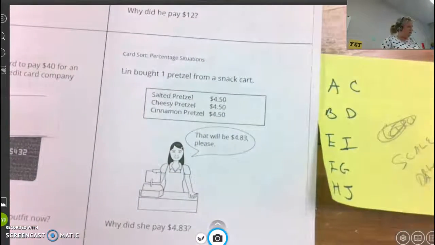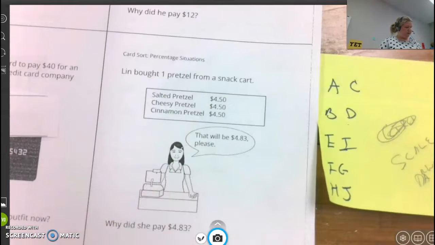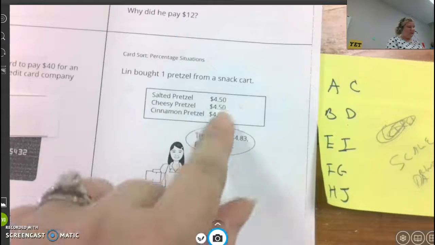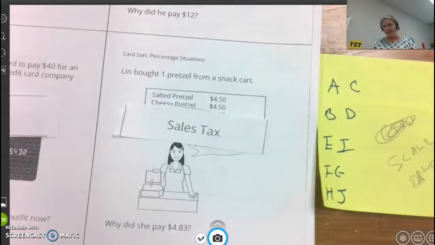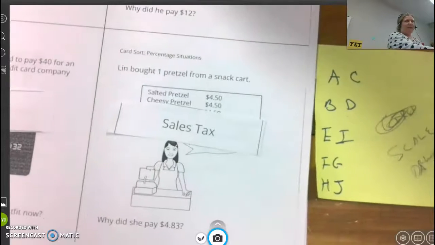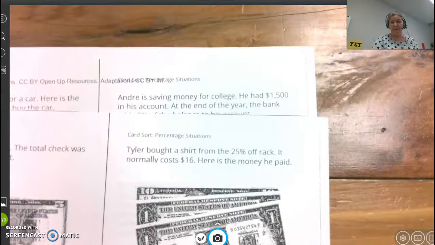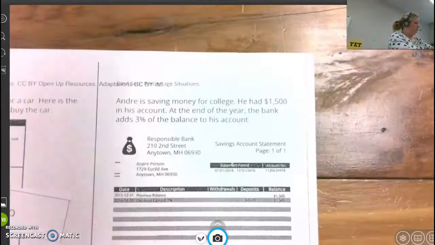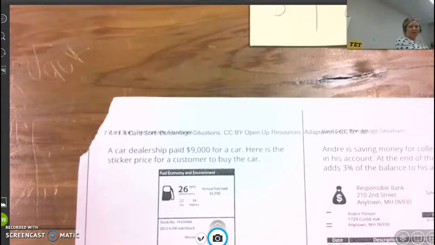Got some pretzels. Lynn bought 1 pretzel from a snack cart. So the pretzels are here, and the cashier says that will be $4.83, please. So why is it more than the $4.50 that it's listed? That's because of sales tax. Sales tax is an additional amount you pay, and it is a percentage. I believe it's 9.25 or 9.75 here. And it really depends on the county. Each county has a different sales tax.